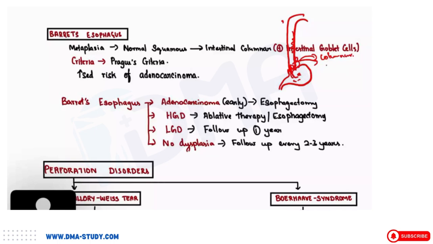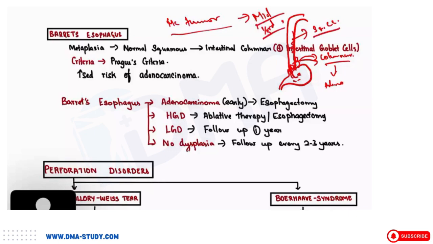So this columnar cells will undergo adenocarcinoma, while the squamous cell will undergo squamous cell carcinoma on a long-term basis, or any tumor happening. So the most common location of tumor in the esophagus is the mid 1/3.